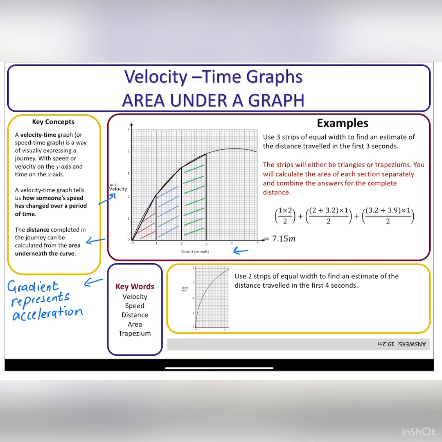So when you get a question on finding the distance travelled on a velocity time graph, it's the area that you need to find under the curve. Now the keywords are velocity, speed, distance, area, trapezium. If you were to find the area under the curve, we end up dividing it into trapeziums, finding the area of those and adding them together, and that will give us the distance.